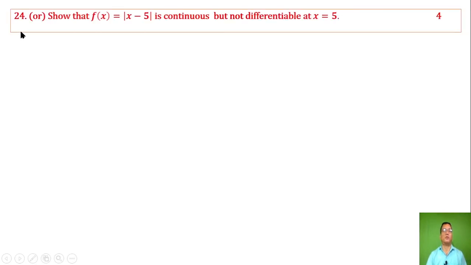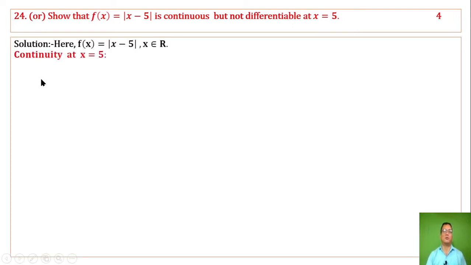Question number 24, alternative. Show that f of x equal to modulus of x minus 5 is continuous but not differentiable at x equal to 5. 4 marks. The modulus function is continuous at 5 but it is not differentiable. Proof: here, this. Continuity at x equal to 5. Left hand derivative at 5, denoted by this, f of x is this. But x is less than 5, therefore its absolute value is minus times of x minus 5, which is again a polynomial, therefore its limit is minus times 5 minus 5, that is 0.